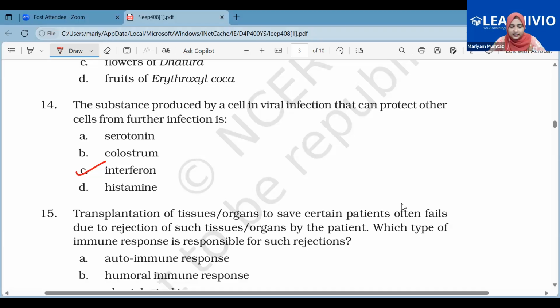And which type of immunity is it? Is it the primary one or the secondary? One second, I'll just read the question. The substance produced by a cell in viral infection protects cells from further infection. Primary. Which one? Is it innate immunity or acquired immunity? Acquired one. Innate. Innate. Oh, okay.